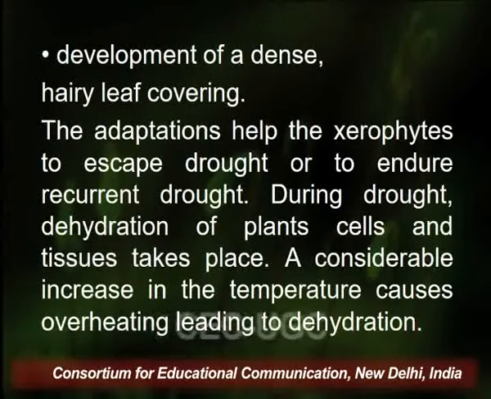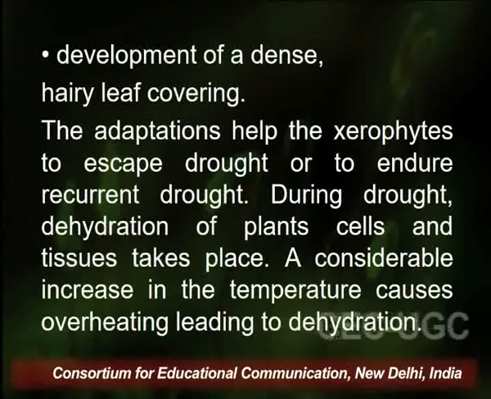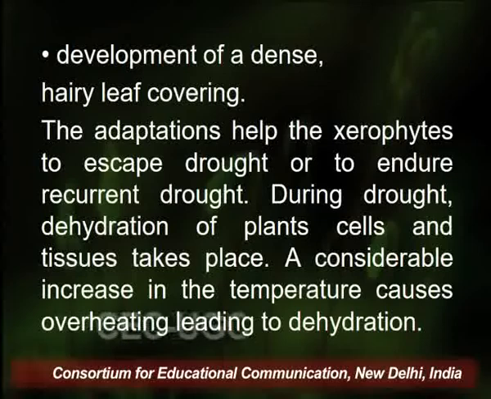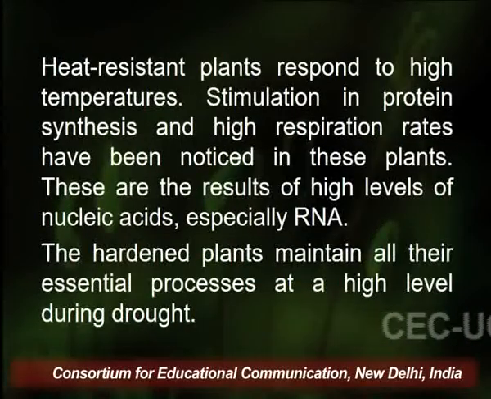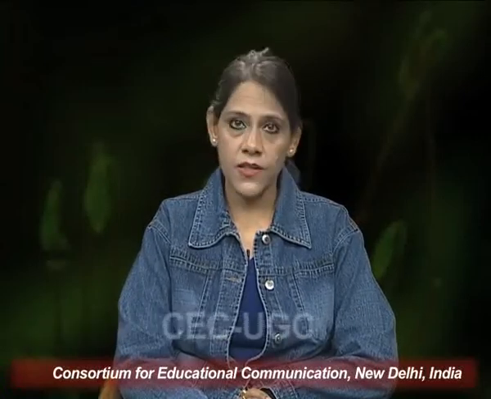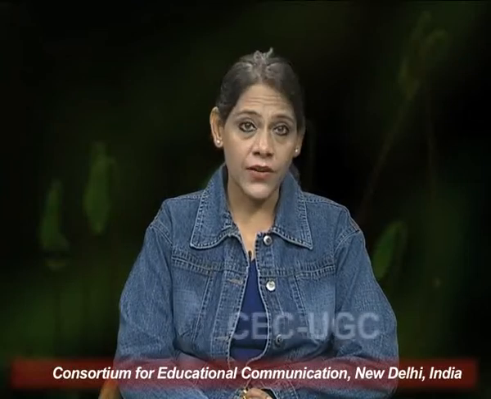During drought, dehydration of plant cells and tissues takes place. A considerable increase in temperature causes overheating, leading to dehydration. Now, heat-resistant plants respond to high temperatures. Stimulation of protein synthesis and high respiration rates have been noticed in these plants. These are the results of high levels of nucleic acids, especially RNA.